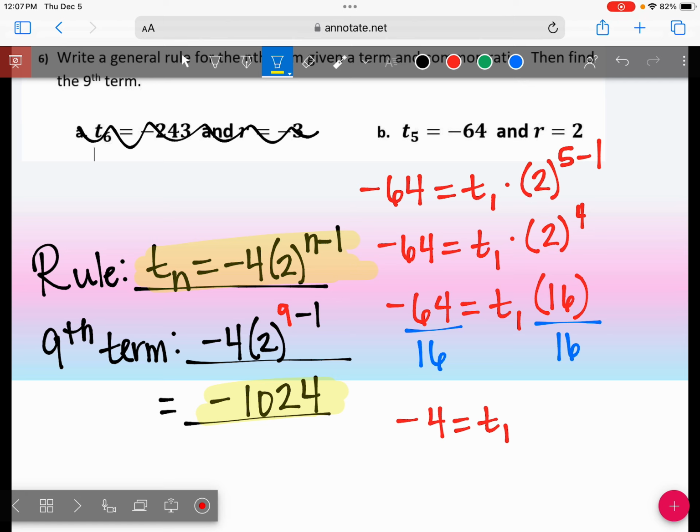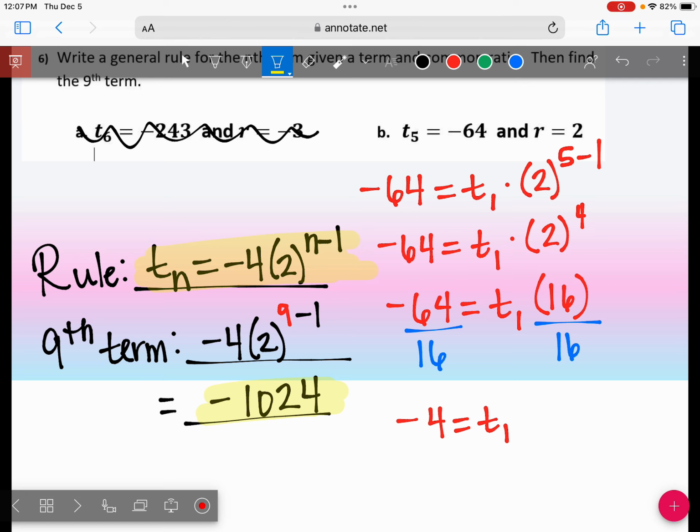All right, I'll give you a minute to compare your answers to mine. Make sure I didn't mess it up. This is my first pre-calc class of the day. So when I solved for T1, I got -4. Raise your hand if you got -4. I'm just trying to see who's with me. And then you had to write your rule, which would be -4 times 2 to the power of n minus 1. And then we use that rule to find the ninth term.